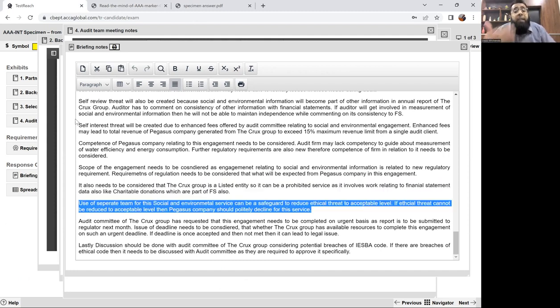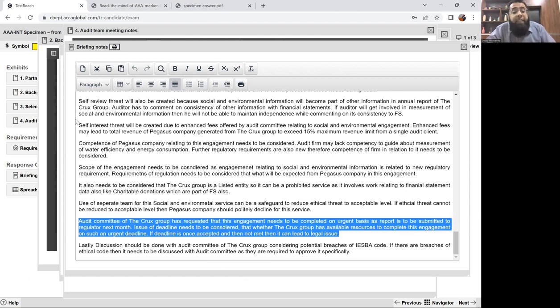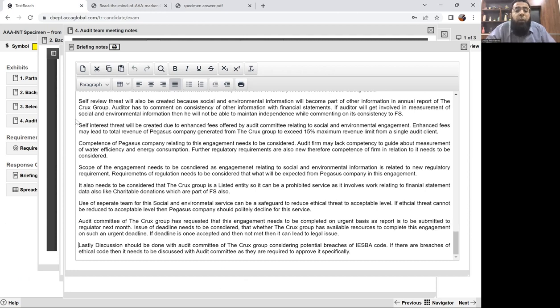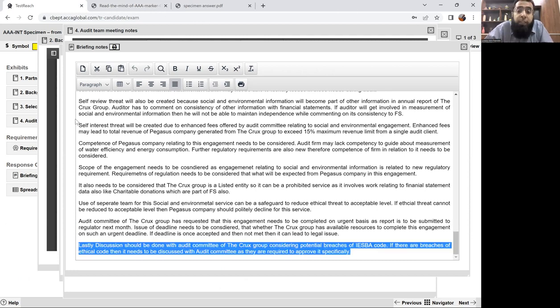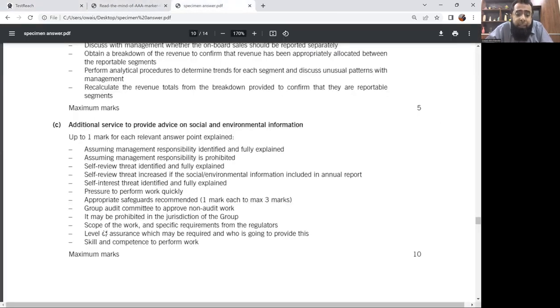Then he failed to identify the actions like use of separate key. Okay. Then deadline issue was also identified by him. Okay. And then he also failed to identify that we need to discuss with the audit committee. Okay. So if you look at the marking guidelines, all of the points are written here also. What you need to make sure is that you are covering the marking scheme.